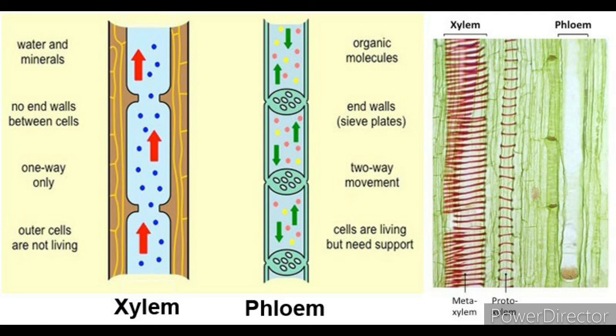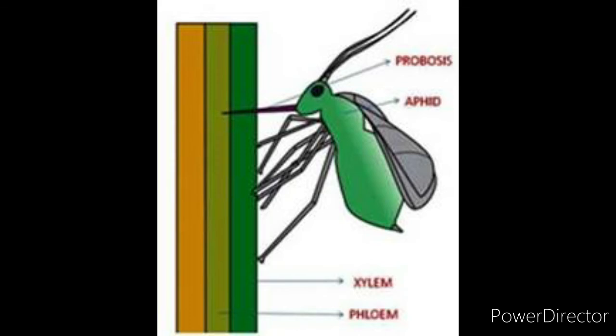Right, the biologists first observed the aphid, that is a green fly. It has a long needle-like organ that is called proboscis. Here, the long needle-like organ called proboscis helps the aphid to pierce the young stem tissue and feed on the plant juice.